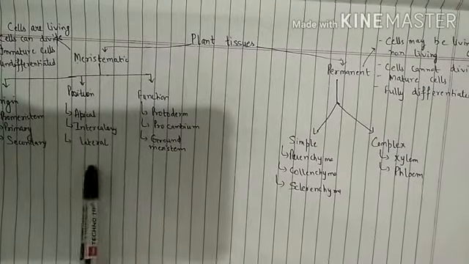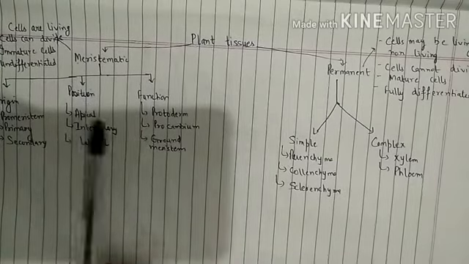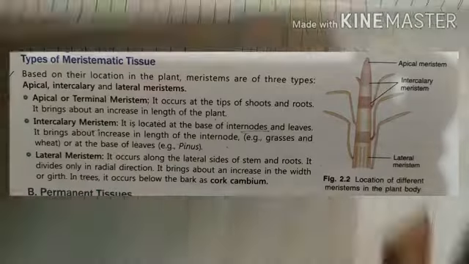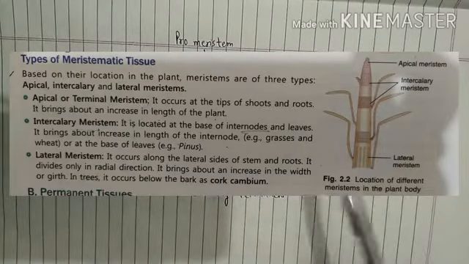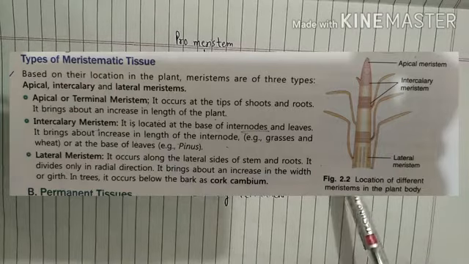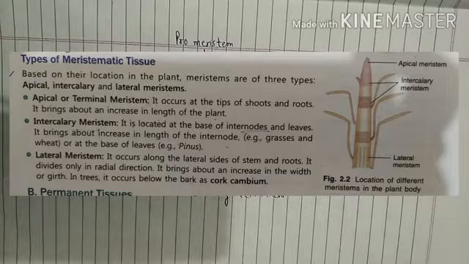If we will study about position, classification according to position, here you are observing according to position or location in the plant, the meristem, it is of three types. Apical meristem. Apical meristem is also known as terminal meristem. Since you are observing here, these meristematic cells, they are present at the tip of root and shoot, and these cells, they also result in increase in length of the plant.